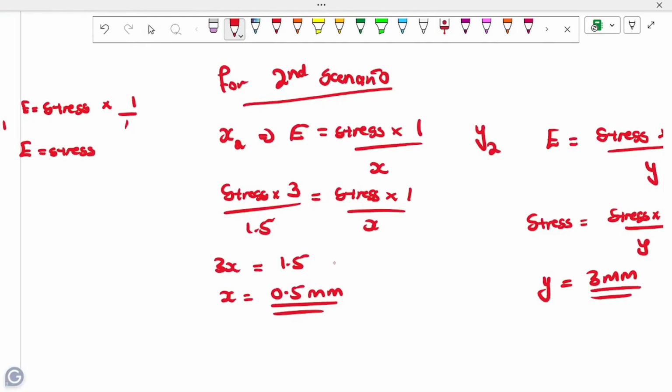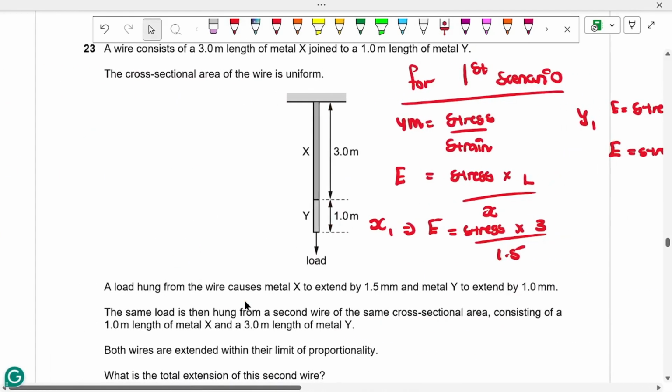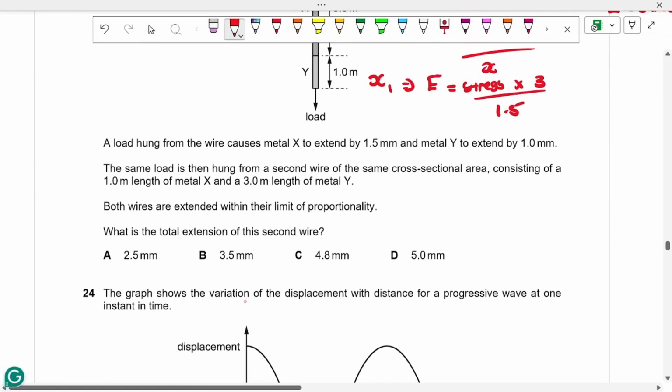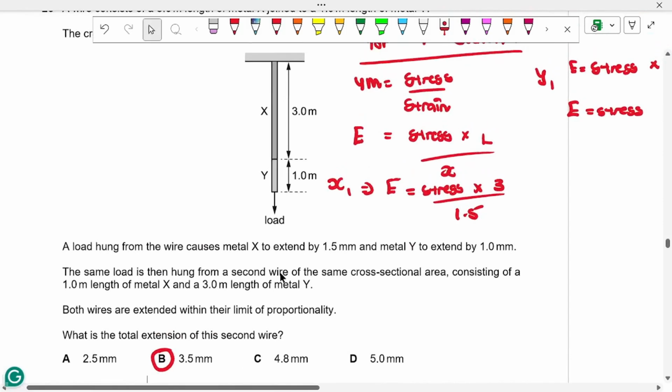The total extension, right? So the extension total will just be equal to X plus Y. 3 plus 0.5, 3.5 millimeters. So my overall extension, the total extension rather, will be 3.5 millimeters.